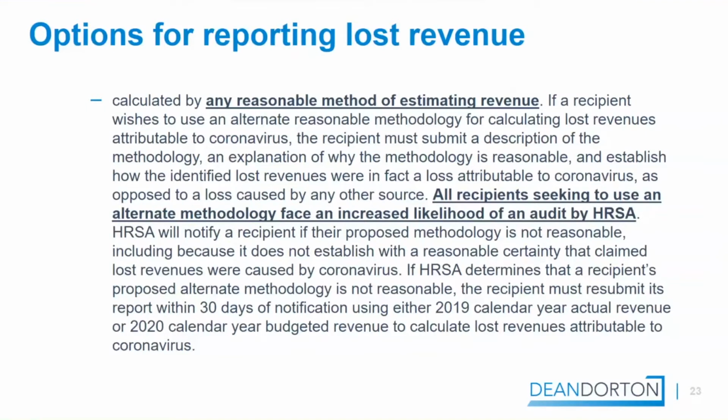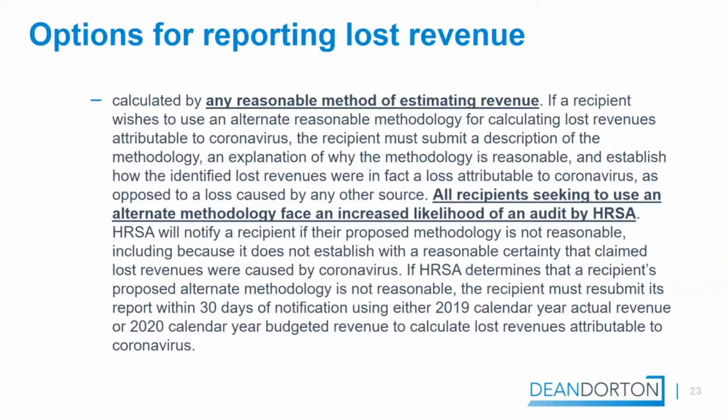If you do plan to go down this approach, you're going to have to draft a memo describing the approach that you're taking to calculating lost revenue, why you believe the methodology is reasonable, and provide the calculation to HRSA when you do the reporting. HRSA will review your methodology and your calculation, and they will let you know if they believe that it's reasonable. And if they don't, you have 30 days to resubmit your report using either the calendar year actual option or the budget to actual option.